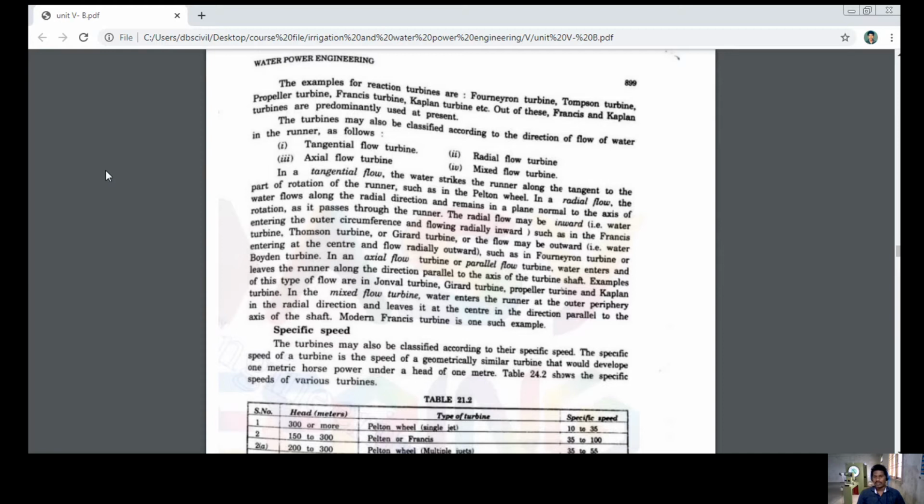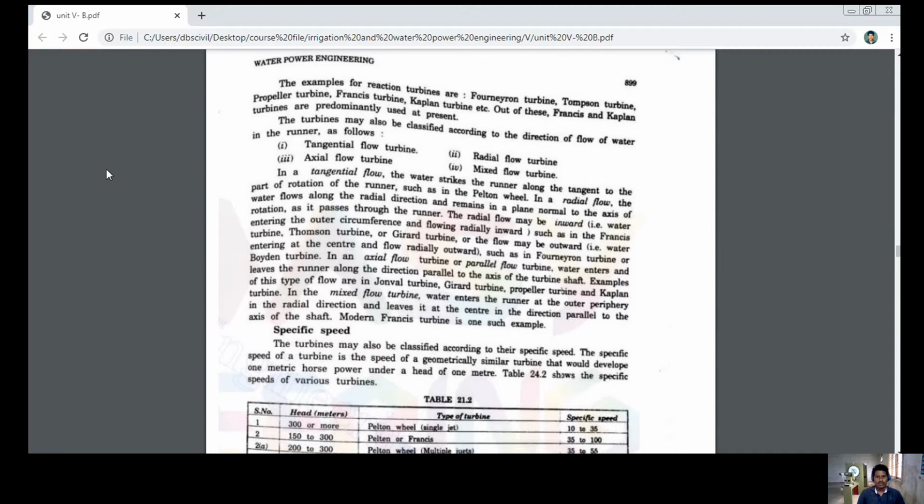Turbines may also be classified according to the direction of flow of water in the runner as follows: tangential flow turbine, radial flow turbine, axial flow turbine, and mixed flow turbine. They are classified with the help of flow. Let me repeat again: tangential, radial, axial, mixed flow turbine. In a tangential flow turbine, the water strikes the runner along the tangent to the path of rotation of the runner, such as in the Pelton wheel.